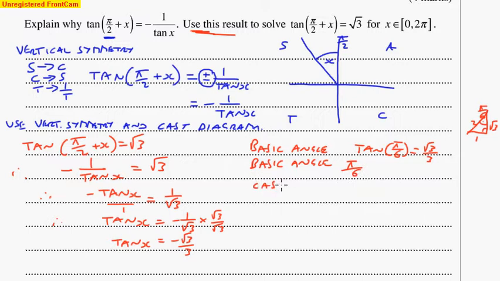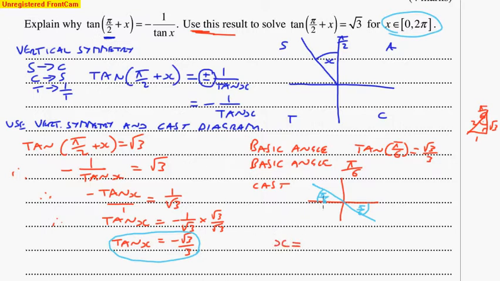Draw my cast diagram. The equation that I'm solving is this one. Tans are negative. So for tans to be negative, I must be in either this quadrant or this quadrant, where the angle to the horizontal is my basic angle, pi on 6. And I'm looking for my solutions in the domain 0 to 2 pi.